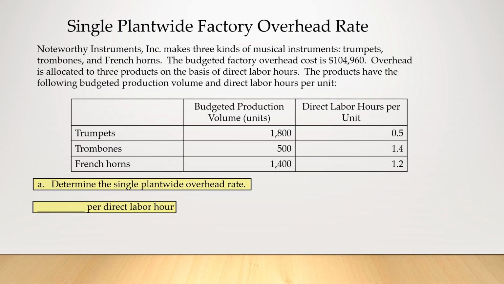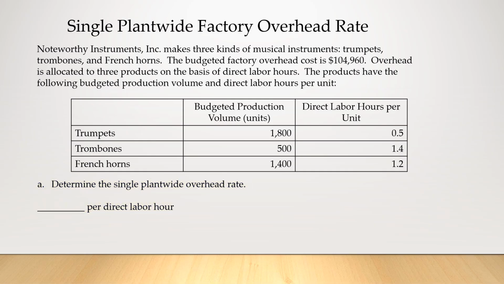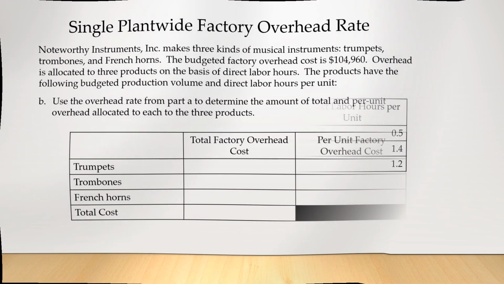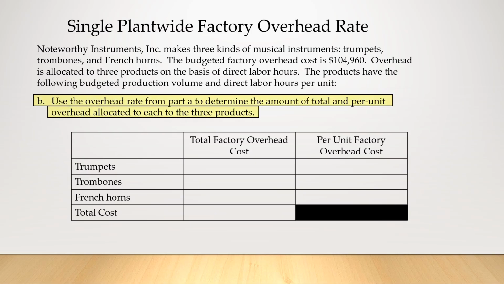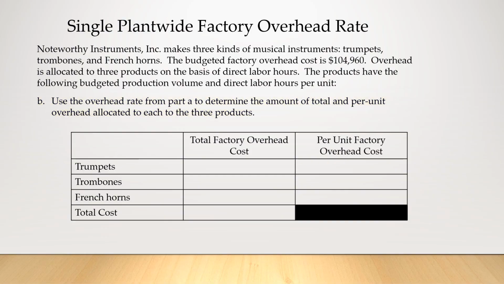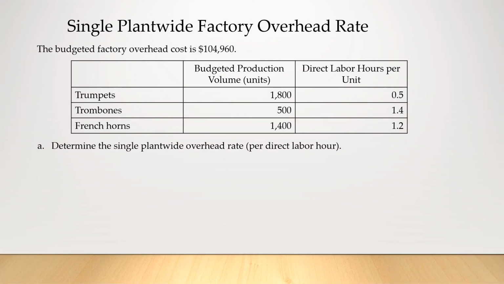Determine the single plant-wide overhead rate. In Part B, we'll use the overhead rate from Part A to determine the amount of total and per unit overhead allocated to each of the 3 products. Starting with Part A, we know our total factory overhead. If we divide that amount by the total labor hours required for all 3 product lines, we'll have our plant-wide overhead rate. So let's figure out our total direct labor hours starting with the 1,800 trumpets.